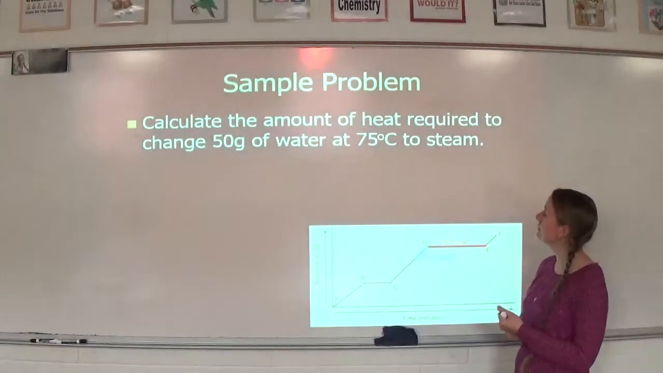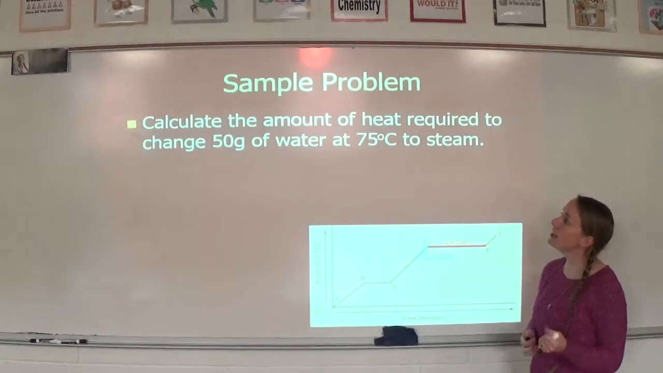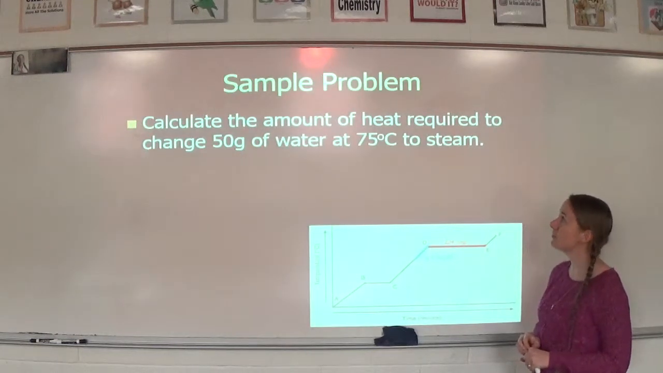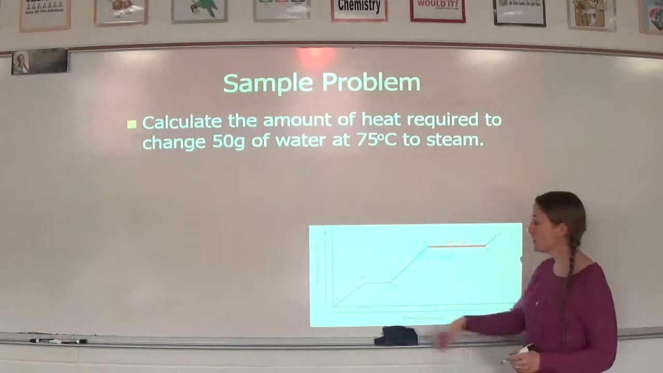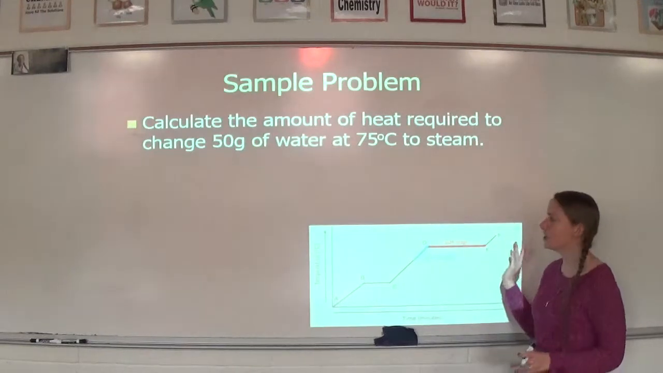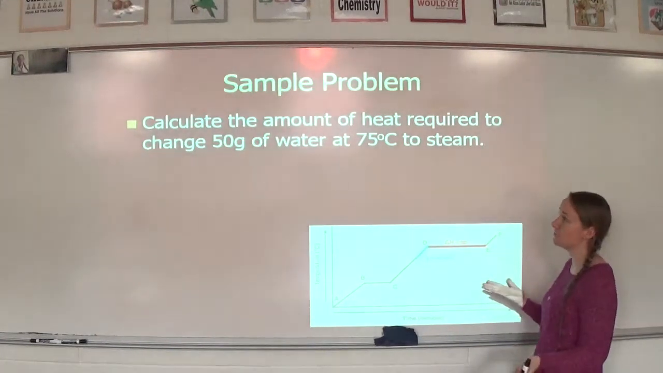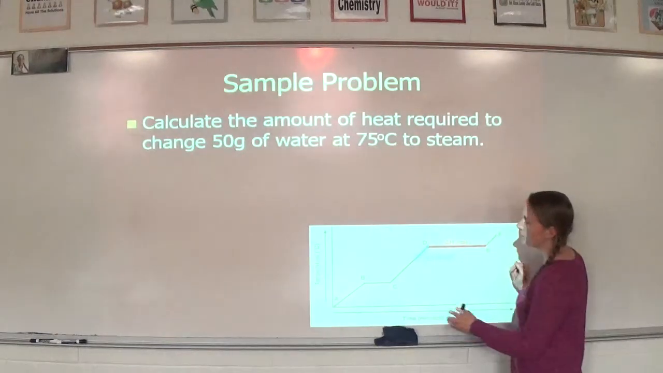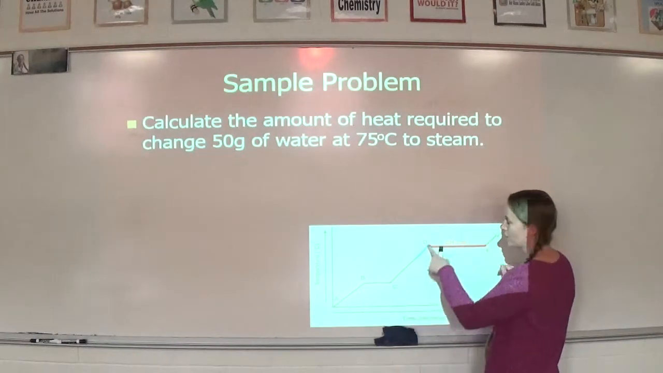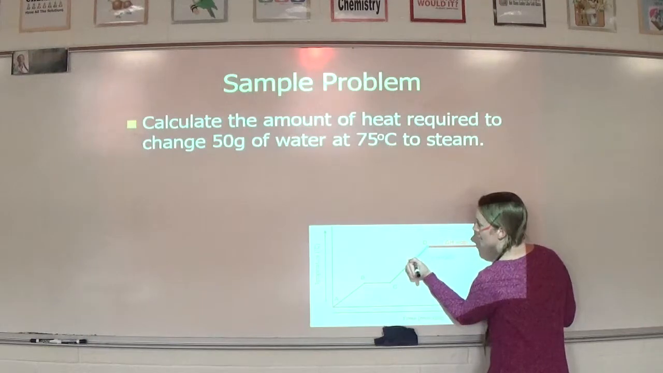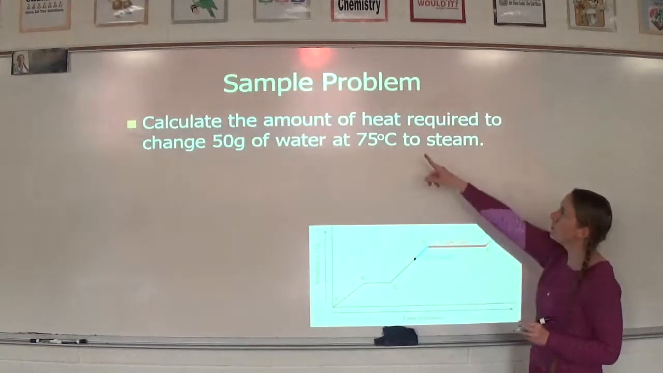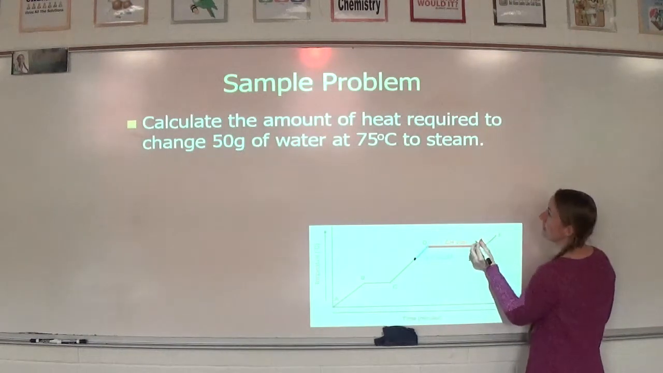It says, calculate the amount of heat required to change 50 grams of water at 75 degrees Celsius to steam. The first thing I would do is draw myself a really generic heating curve and figure out what we're doing so I can know how many steps. We're starting at 75 degrees Celsius. Okay, so clearly here's 0, here's 100. So I just pretended like this is about 75. And we are converting it to steam at 100 degrees.